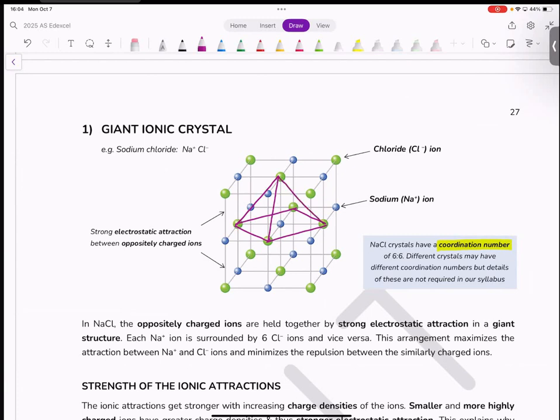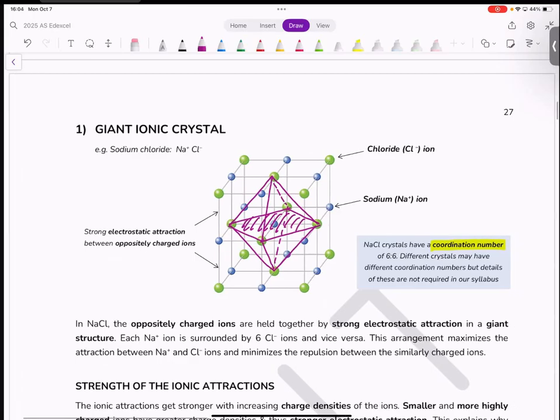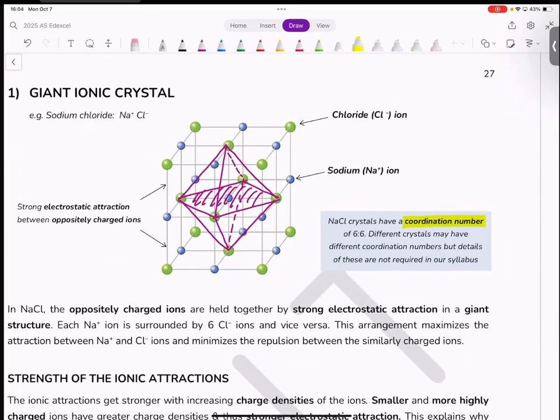If you look at what I'm drawing, you have a blue sodium ion in the middle, right? And this looks like a square-based pyramid. And below it, you have another square-based pyramid. So we call this an octahedron. That is the arrangement around each sodium ion. So we say that sodium chloride crystals have a coordination number of 6:6. One sodium is surrounded by 6 equidistant chloride, and one chloride is surrounded by 6 equidistant sodium.